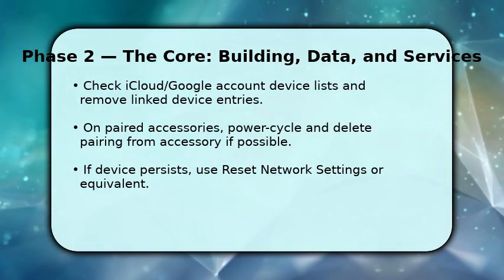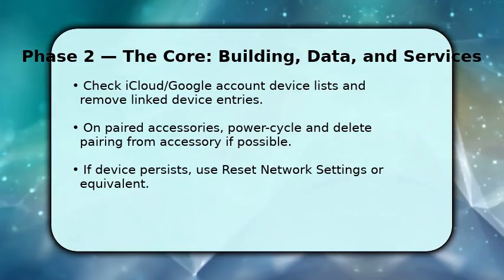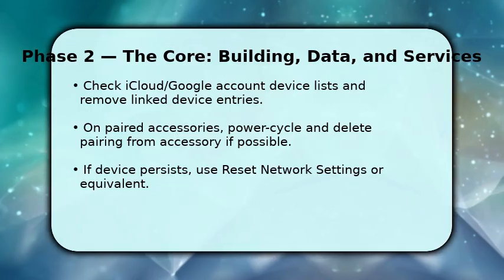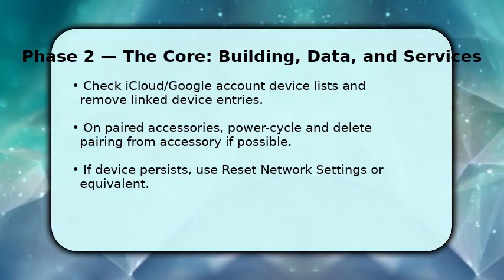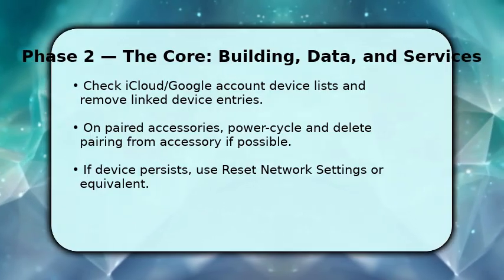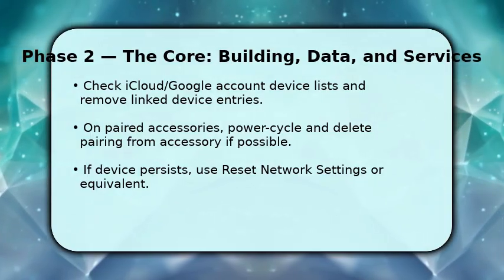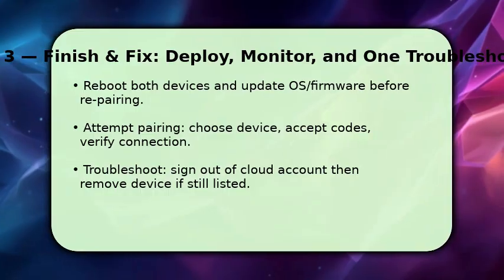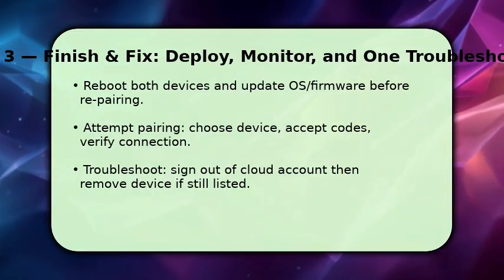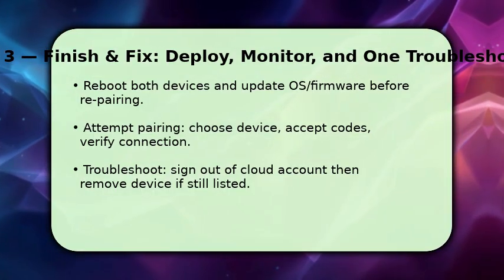If the entry still reappears, perform Reset Network Settings. This clears Bluetooth pairings and cached profiles. Be aware this resets Wi-Fi and VPN entries too, so have passwords handy before you proceed. Finish by rebooting both the phone and the accessory, then check for and install any OS or firmware updates. Updates resolve many pairing glitches.